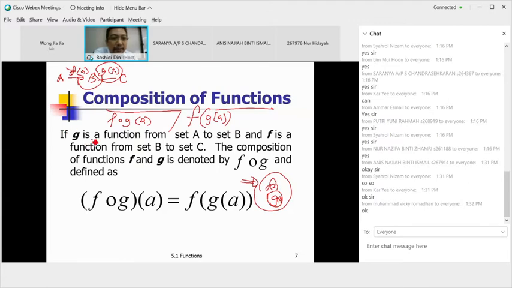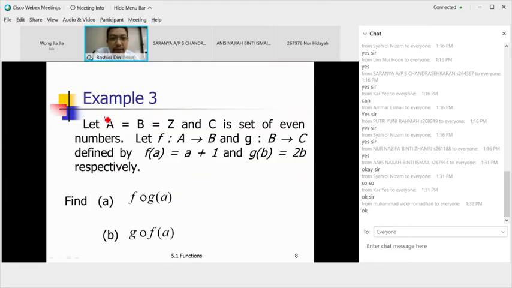Okay, we can visualize the idea of composition of function like this. We assume that if G is a function from A to B and F is a function from B to C, we can say that the function of F and G can be written as F composition with G. So we put it like this one or like this one. And that's composition. Okay. For example, given to you A, B, C, Z.